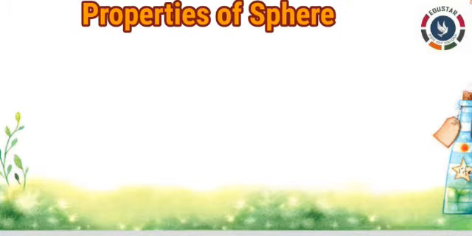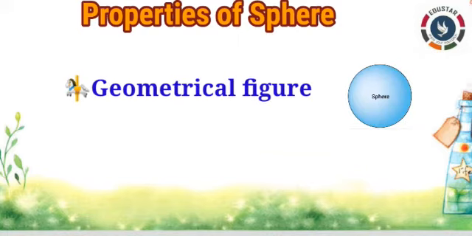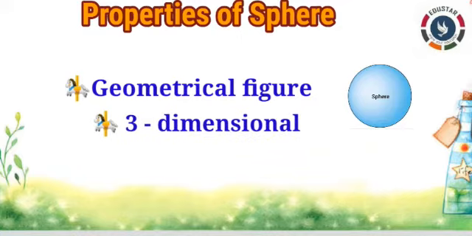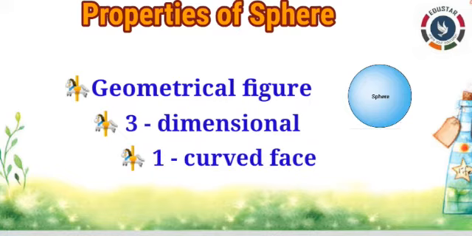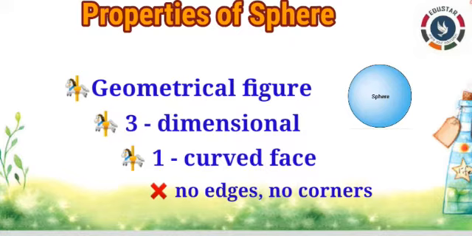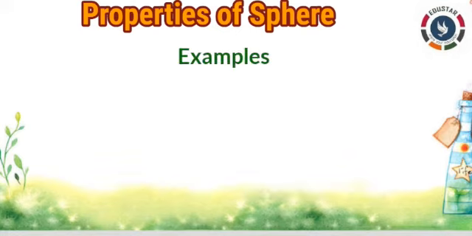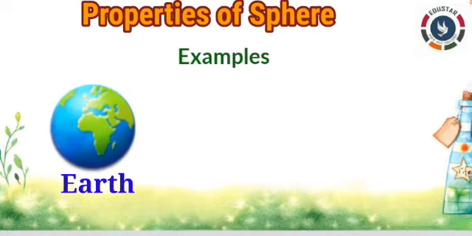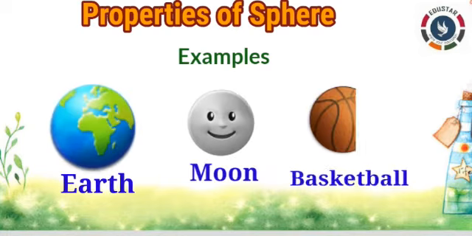Properties of sphere. A sphere is a geometrical figure that is perfectly round, three-dimensional, and circular like a ball. Sphere has only one curved face. There are no edges and corners. Some examples of a sphere are Earth, Moon, basketball, and so on.